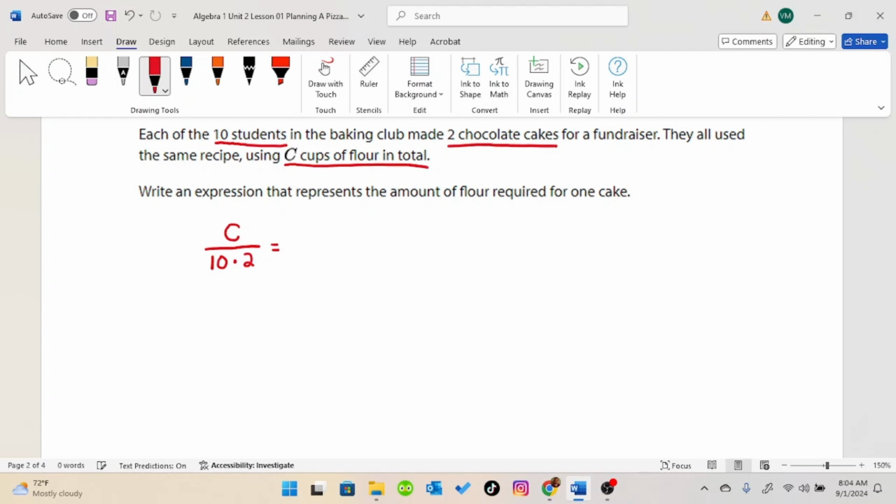So now we know that we have the total amount of flour, and that is going to be divided by 20 cakes. So this is flour on top, and this is cakes on bottom. So now when you tell me how much flour there is total, I would be able to divide that by 20 cakes and give you the flour per cake.